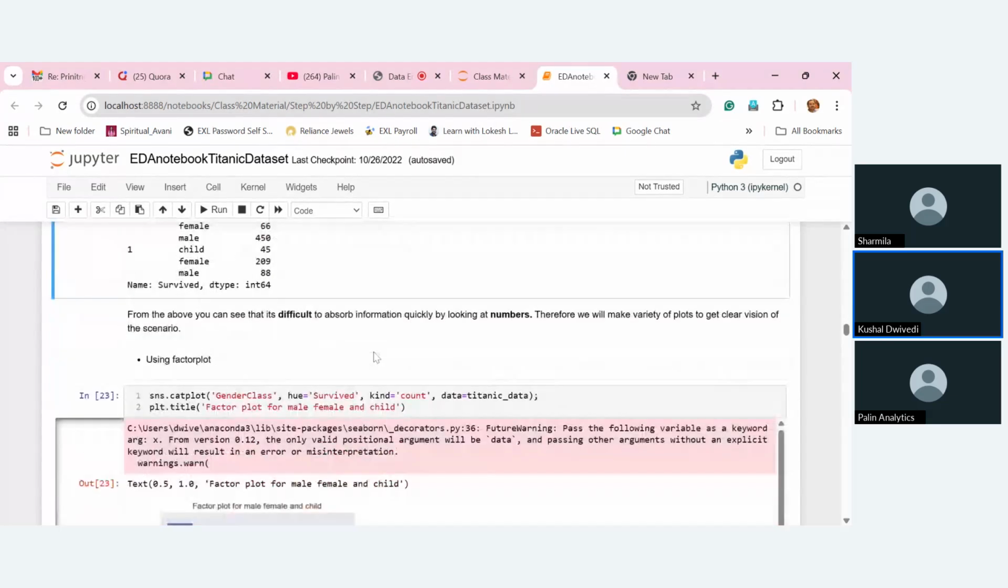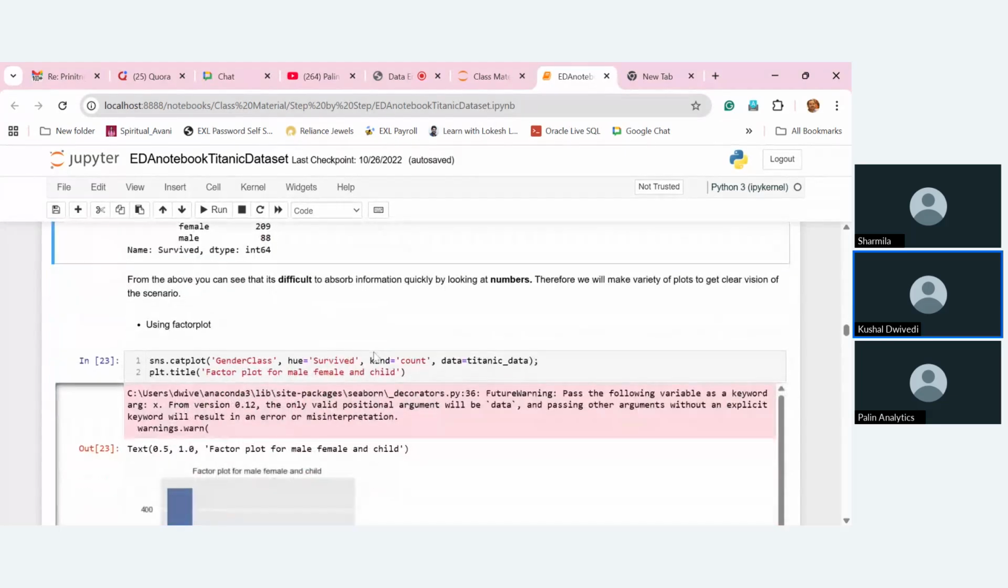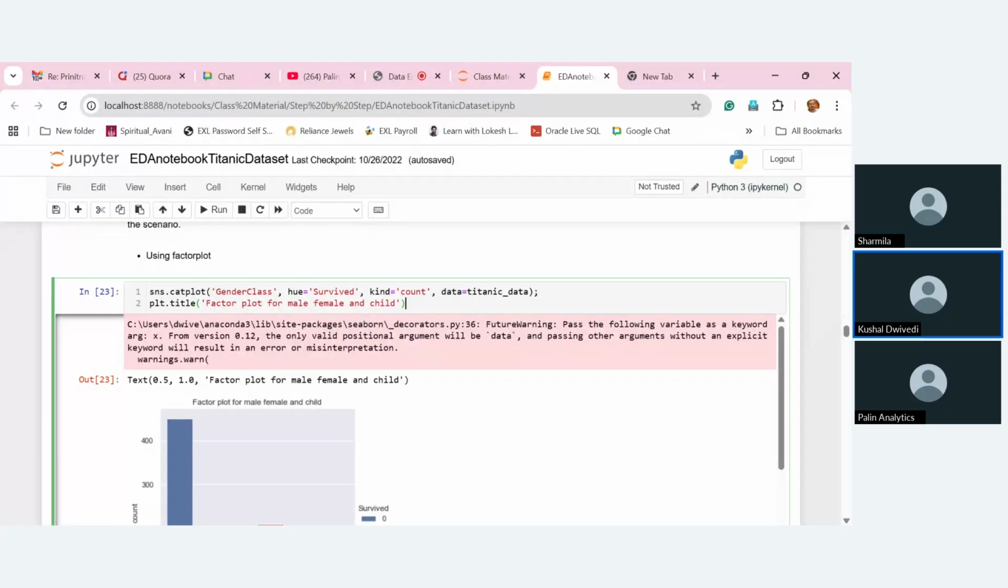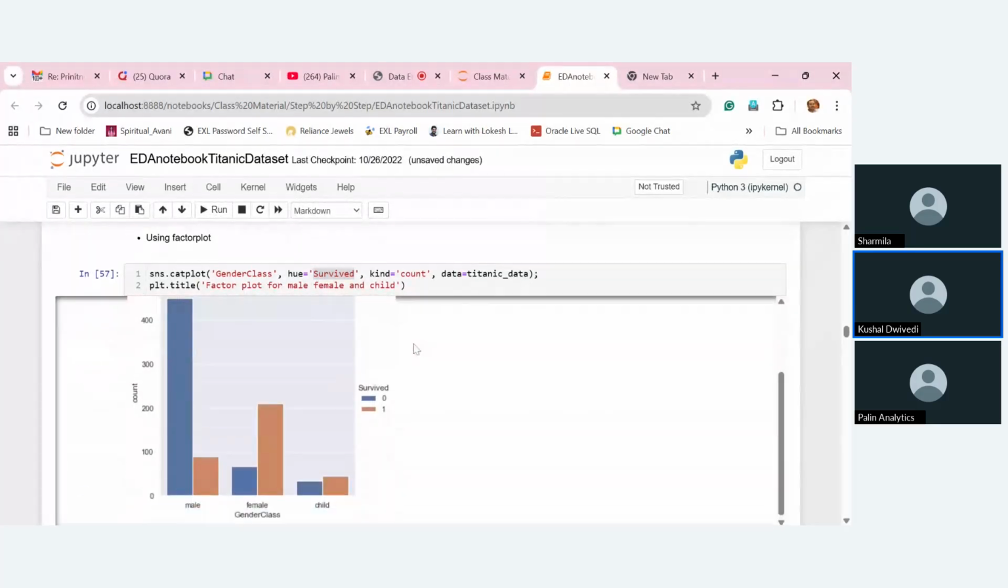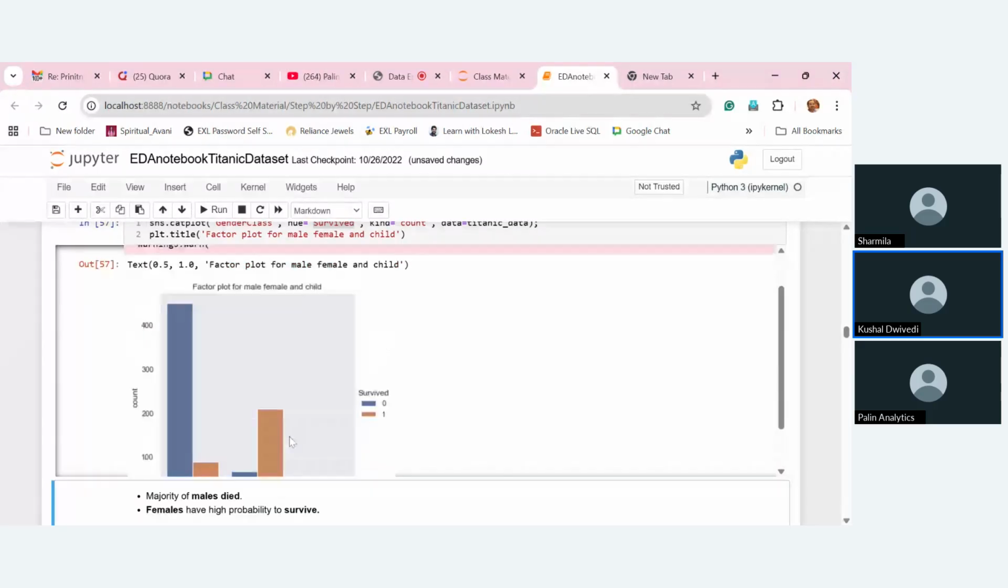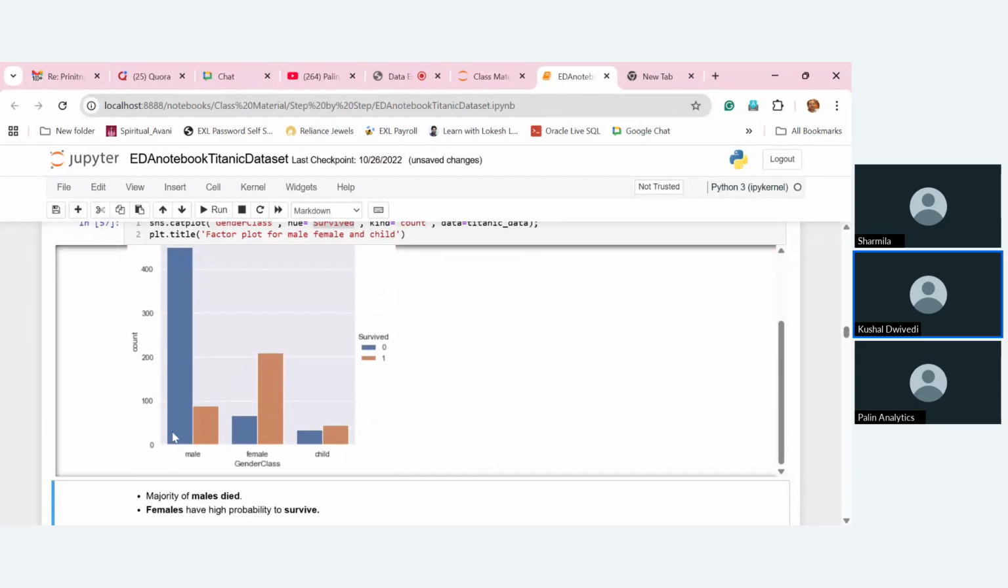Now we are just going to plot it based on that. So gender class and survived, and you can see here that for male, non-survival was much higher than those who survived.